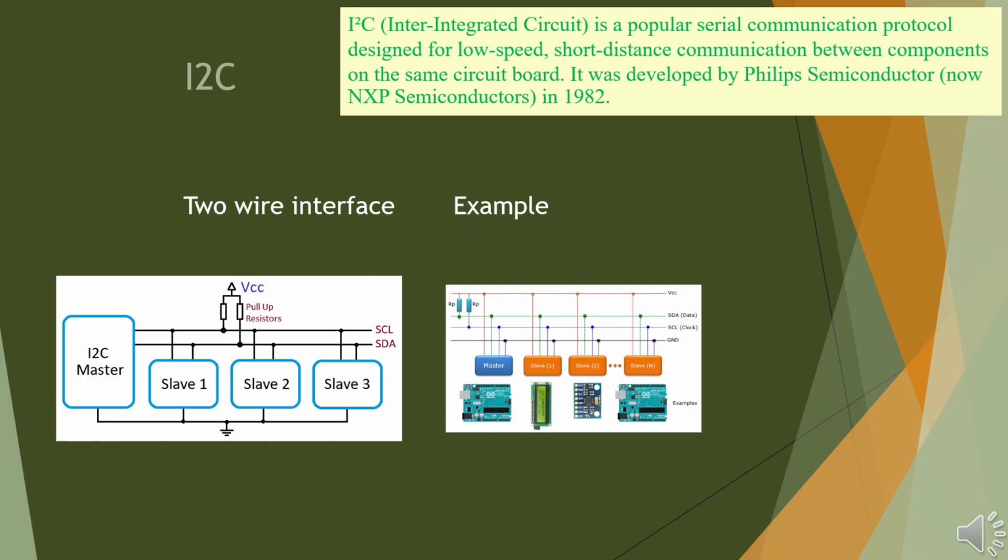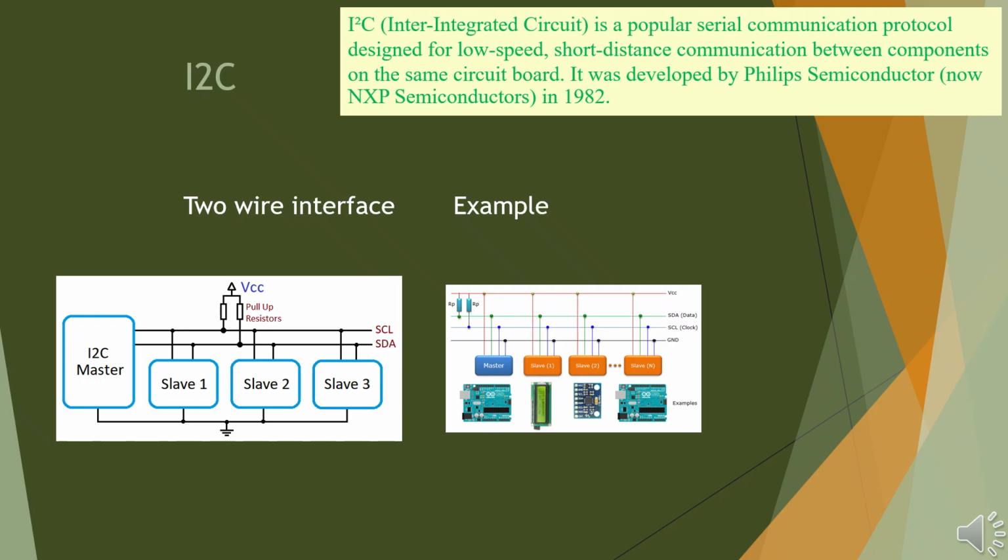I2C also uses pull-up resistors on both SDA and SCL lines to maintain stable voltage levels. These resistors ensure that the bus remains high when idle and allow devices to pull the line low when sending bits. Without proper pull-up resistors, the communication may fail or become unreliable.